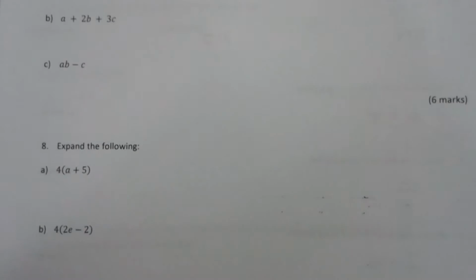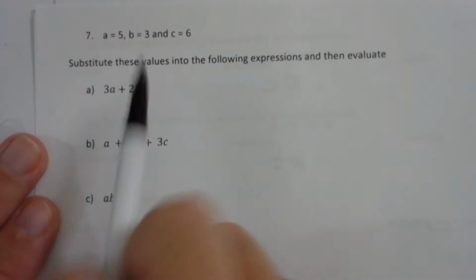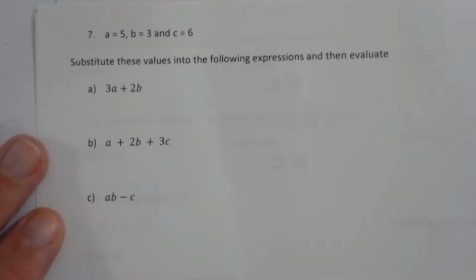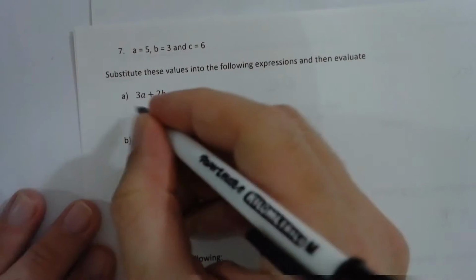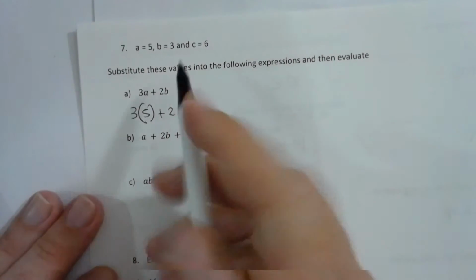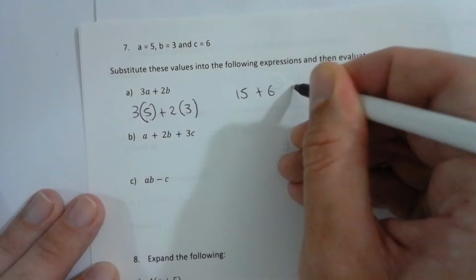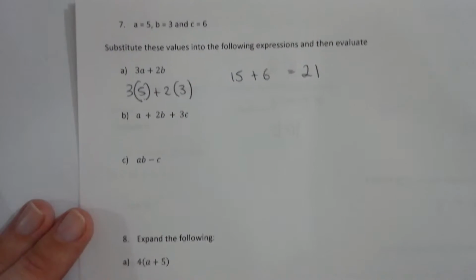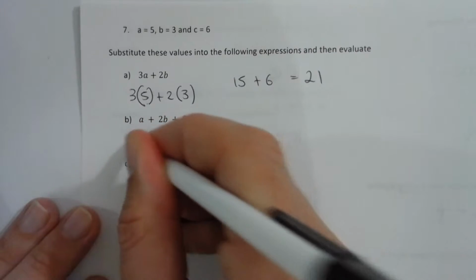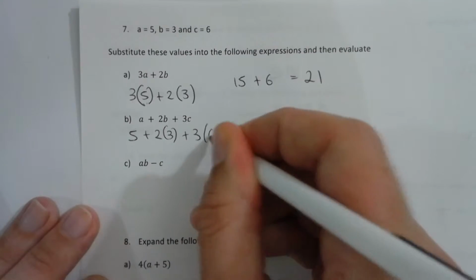Moving on. So, number 7, substitute these values into the following expressions and then evaluate. Basically, that means that we're substituting a for whatever a is worth, and then evaluate means we want a number as an answer. So let's do that one for us. So that's going to be 3 lots of 5 plus 2 lots of 3, because a is 5 and b is 3. For b, 1 lot of a is 5, plus 2 lots of b, which is 3, plus 3 lots of c, which is 6.